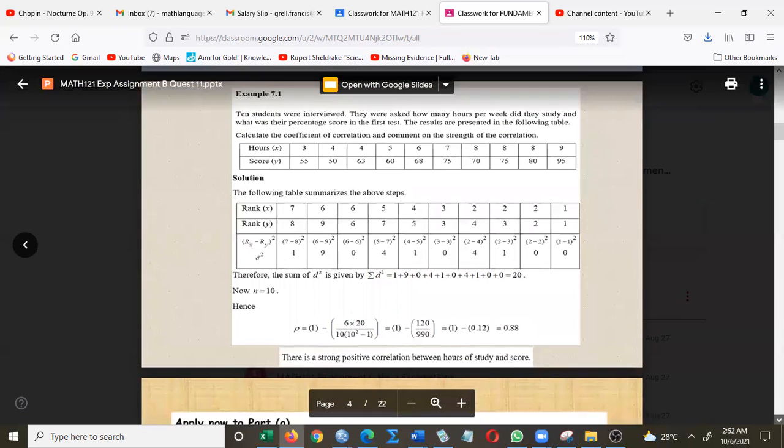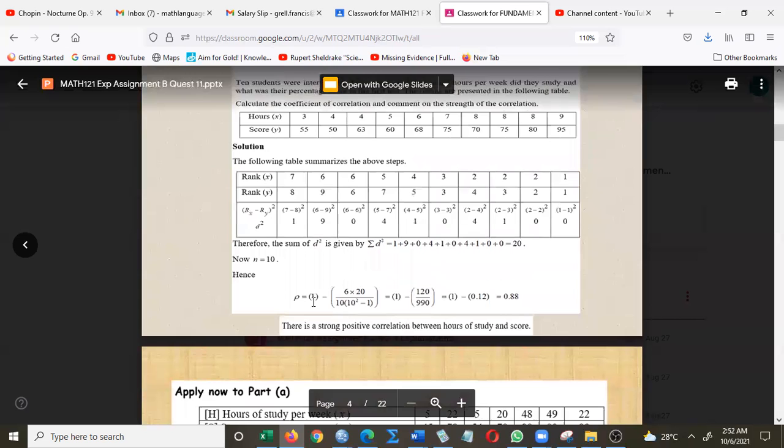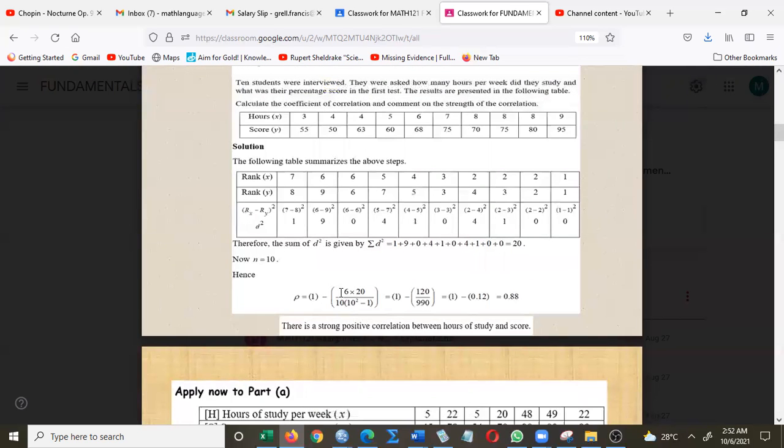And then you substitute into the formula. The formula comes with a 1 and it comes with a 6. The 1 is separate. That's why it is bracketed there, to make sure that it does not mix up with that calculation. So 1 minus 6 times 20, because the sum of d squared is 20. Then 10, open bracket, 10 squared minus 1, because n is 10. 6 times 20 is 120. And then you have 990, because 10 times (10 squared minus 1) is 990.